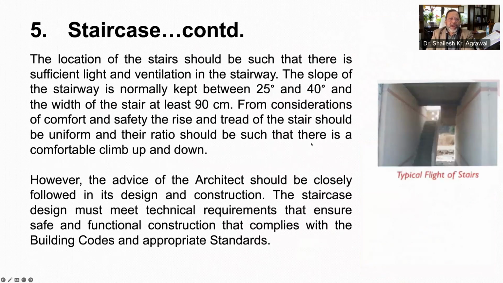Let me just give you the guiding criteria for design of a staircase. Number one, location should be such that there is sufficient light and ventilation in the staircase way. The slope of a staircase is normally kept between 25 to 40 degrees. The width of a staircase should be 90 centimeter at least. In order to provide comfort and safety, the rise and tread should be uniform and the ratio should be kept such that there is comfortable climb up and down. Also, again, my advice is to seek help from architect, and other technical requirements as per National Building Code may be referred while designing the staircases.